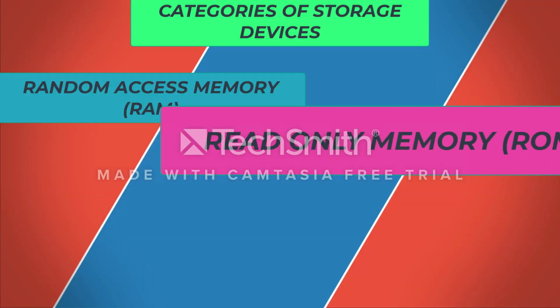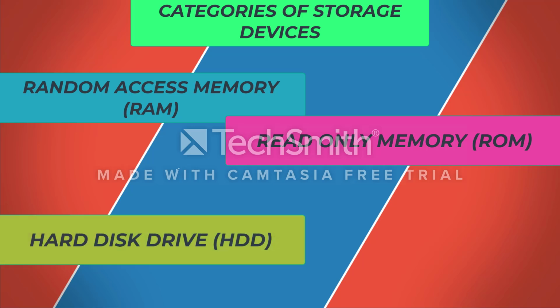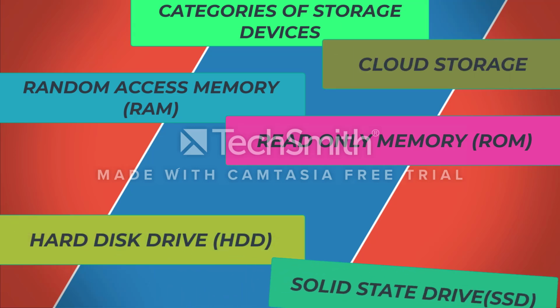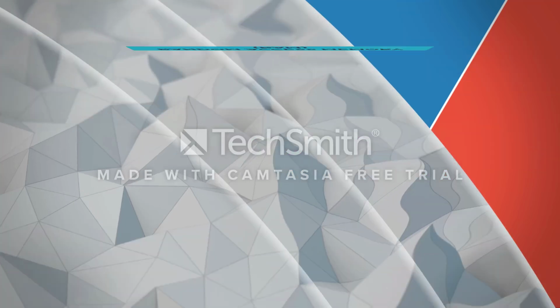So we have the random access memory, we have read-only memory, we have the hard disk drive, we have the cloud storage, we have the SSD, that's solid state drive, and the flash drive. So they have different features in addition.